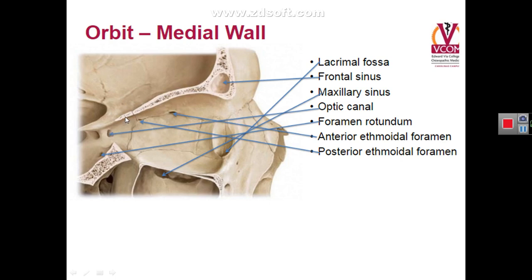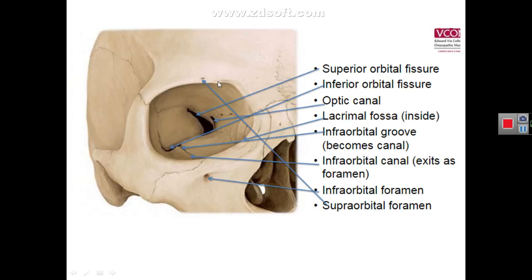Posteriorly, the roof is formed by the lesser wing of the sphenoid, and the medial wall is formed by the body of the sphenoid. Between the lesser wing of the sphenoid and the body is the optic canal, transmitting the optic nerve. Also, the roof shows on the lateral side a depression, the lacrimal fossa, which laterally contains the lacrimal gland. Also, the floor shows the infraorbital groove that leads to the infraorbital foramen.